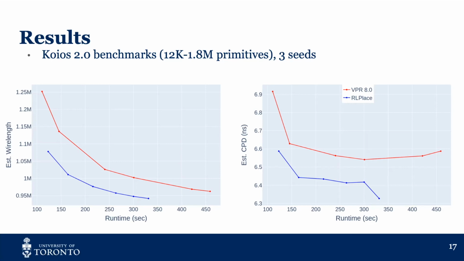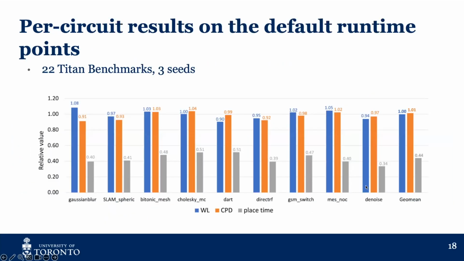To exactly quantify this, we compared the default runtime point results for both RLPlace and VPR8, on even a different benchmark suite, the Titan benchmarks, averaging over 3 different seeds. We can see that we are able to achieve the same wirelength and almost the same critical path delay in only 44% of the runtime.